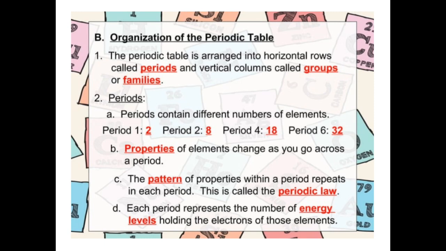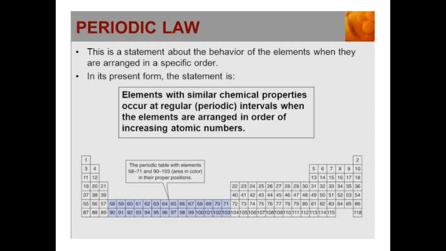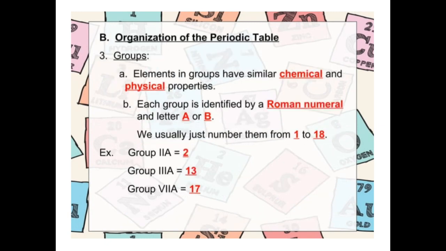Now, each period represents the number of energy levels holding the electrons of those elements. So when you see periods, it talks about energy levels. For instance, period 1 has energy level 1, period 2 energy level 2, period 3 energy level 3, and so on.